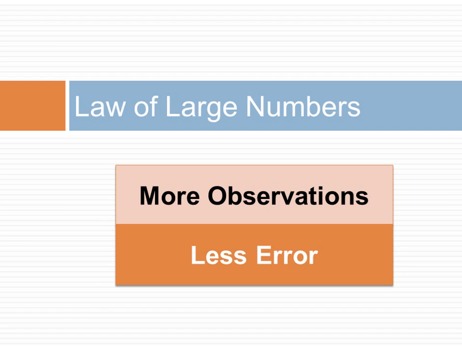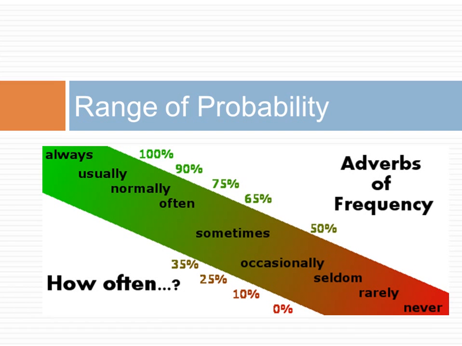The law of large numbers says that as more observations are collected, the estimate of probability becomes more accurate. This is important because it tells us we can get to the truth by repeating the observations.